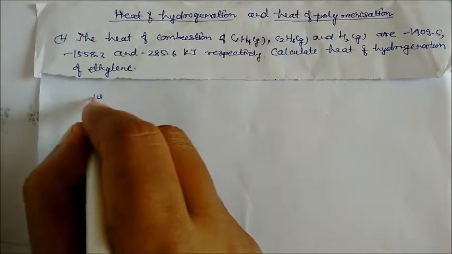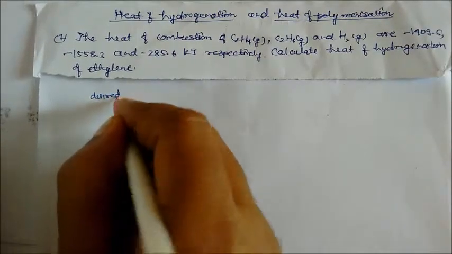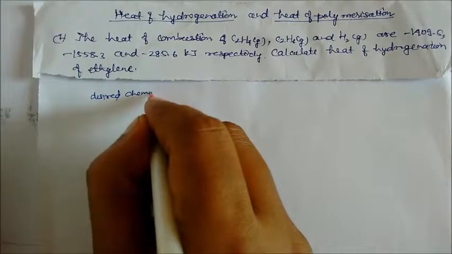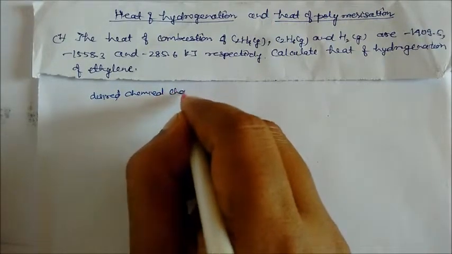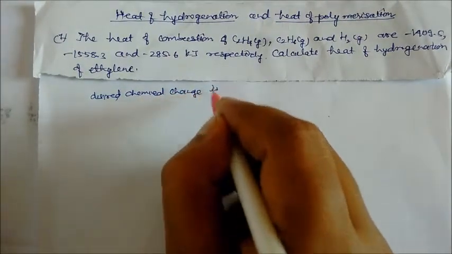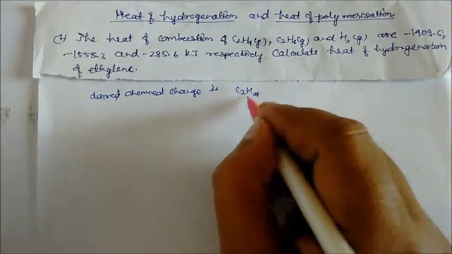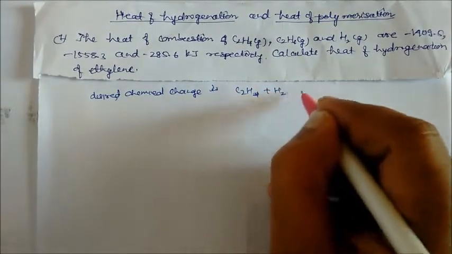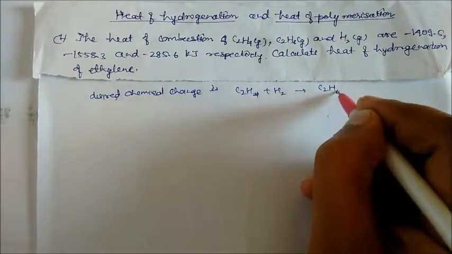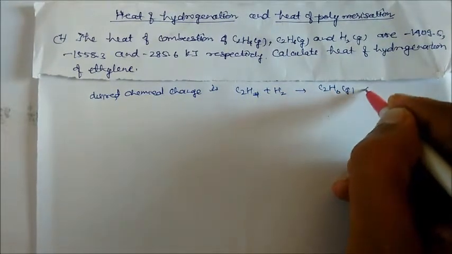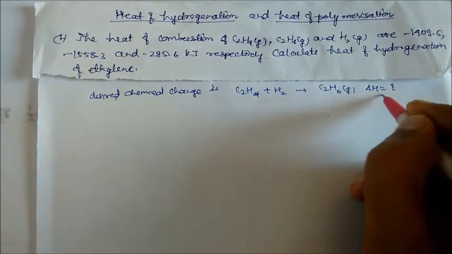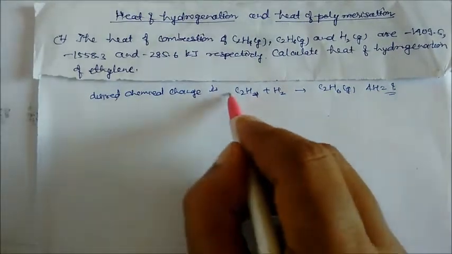So our desired chemical change is C2H4 plus H2. It will give you C2H6 in gaseous form. So here we have to find the enthalpy change for this reaction.